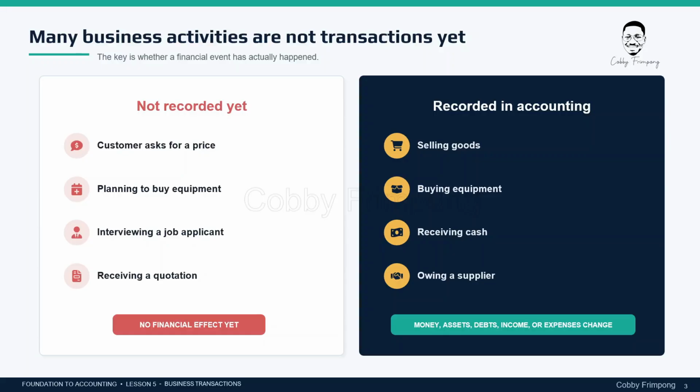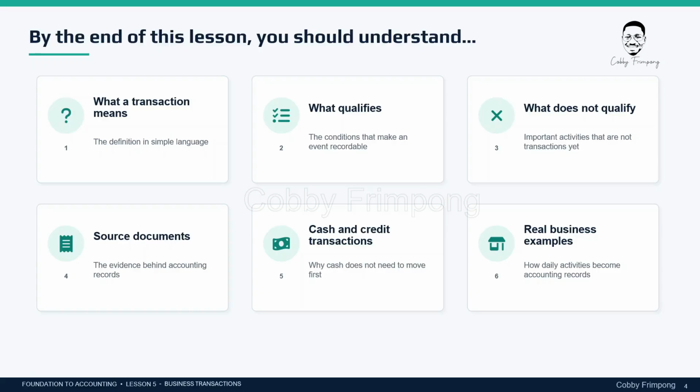Selling goods, buying equipment, paying rent, receiving cash, borrowing money, and owing a supplier are accounting transactions because they affect the business financially. By the end of this lesson, you should understand what a business transaction means, what qualifies as a transaction, what does not qualify as a transaction, the importance of source documents, the difference between cash and credit transactions, and examples of transactions from real businesses.